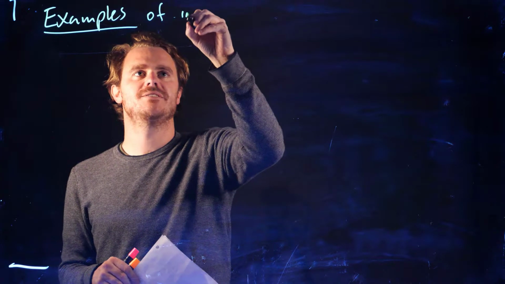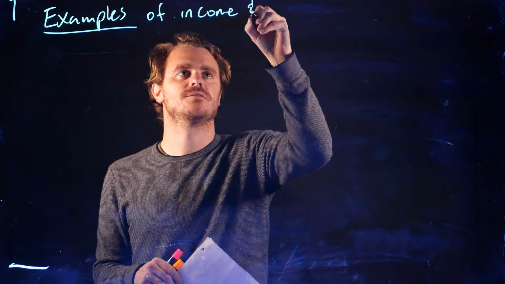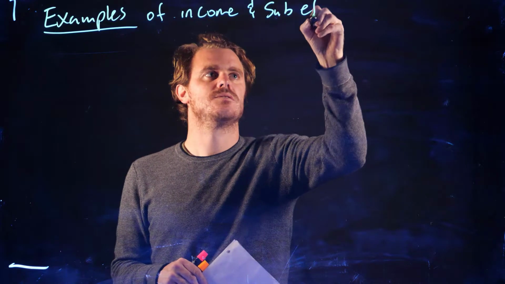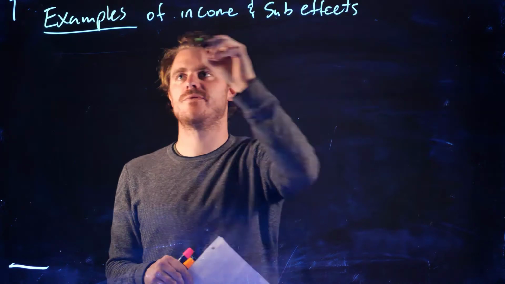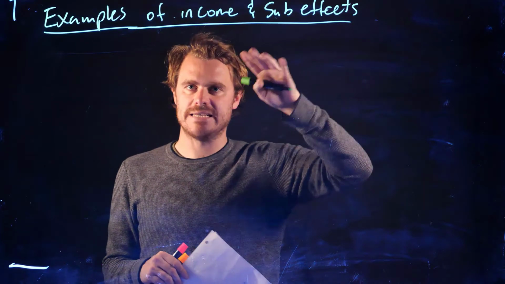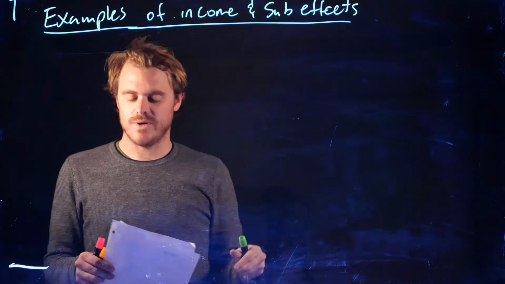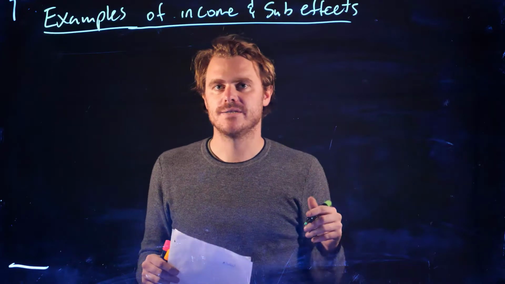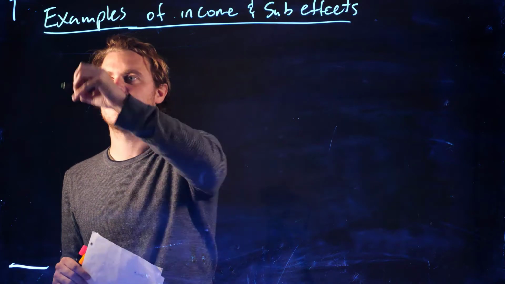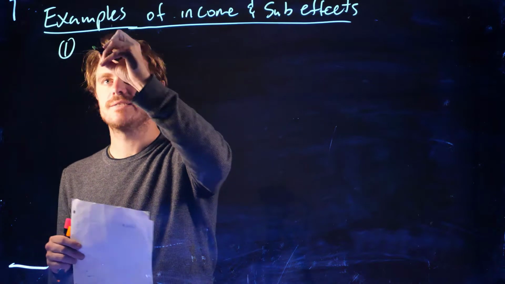of income and substitution effects. Using some preferences we've seen before. It's going to be kind of the nicest to look at those nice Cobb-Douglas ones, but let's look at a couple of the extreme cases we've seen before. So the first, let's look at perfect complements.